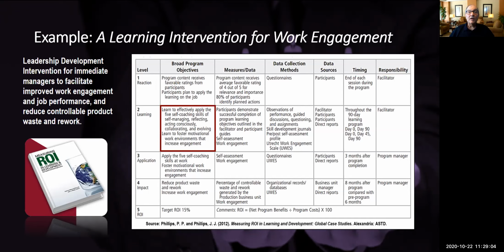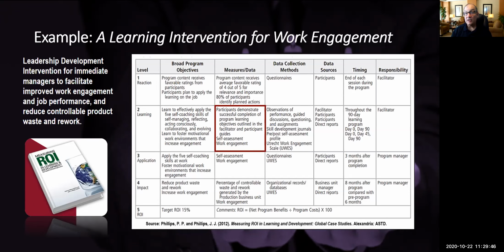Next, learning. Objectives. Learn to effectively apply the 5 self-coaching skills of self-managing, reflecting, acting consciously, collaborating, and evolving. Learn to foster motivational work environments that increase work engagement. Sound familiar? Should, because it was on the chain of impact. Moving along. Participants in measures and data. What data? Participants demonstrate successful completion of the program. Completion of the program learning objectives outlined in the facilitator and participant guides. Self-assessment of skills and work engagement. So that's the data, or what data we're going to collect.